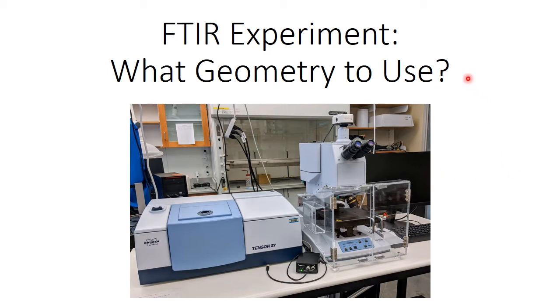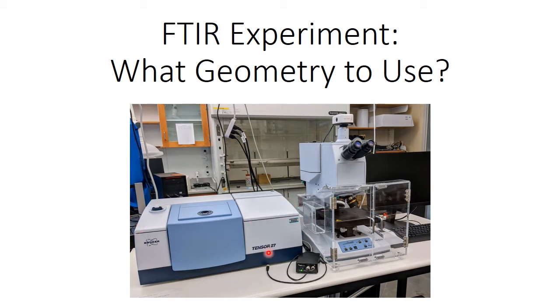One of the first questions you have to ask yourself when you come to do FTIR spectroscopy is what geometry you are going to use. Our system has a number of different geometries that are possible, and the one that you're going to use will depend a lot on the form that your sample is in. But very briefly, our instrument kind of has two sides.